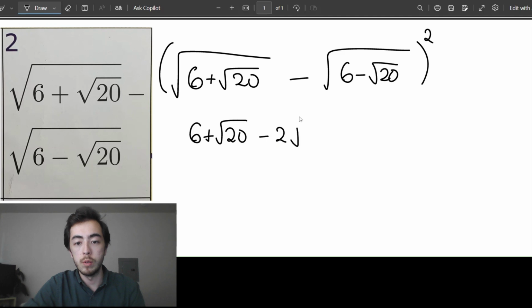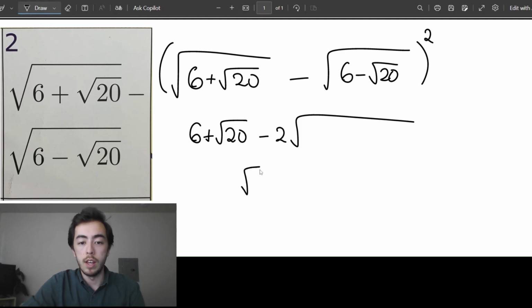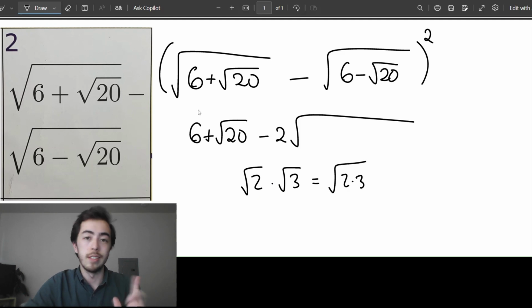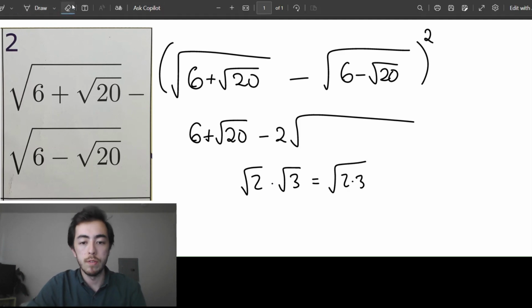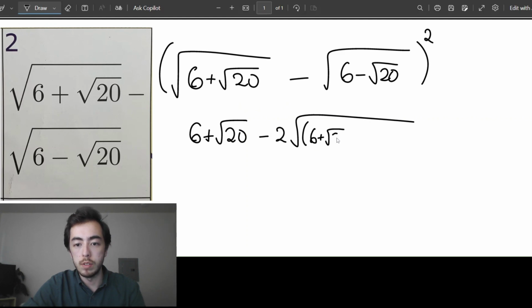Then I should also do this times that and do twice that. So minus 2, and then I'm multiplying both of these square root expressions together. And there is a rule out there where if you have two square root expressions, you are totally allowed to shove them together as long as they're being multiplied or divided. So here, since I'm multiplying these two terms, I will just multiply them both on the inside of this square root sign. 6 plus root 20, and then 6 minus root 20.